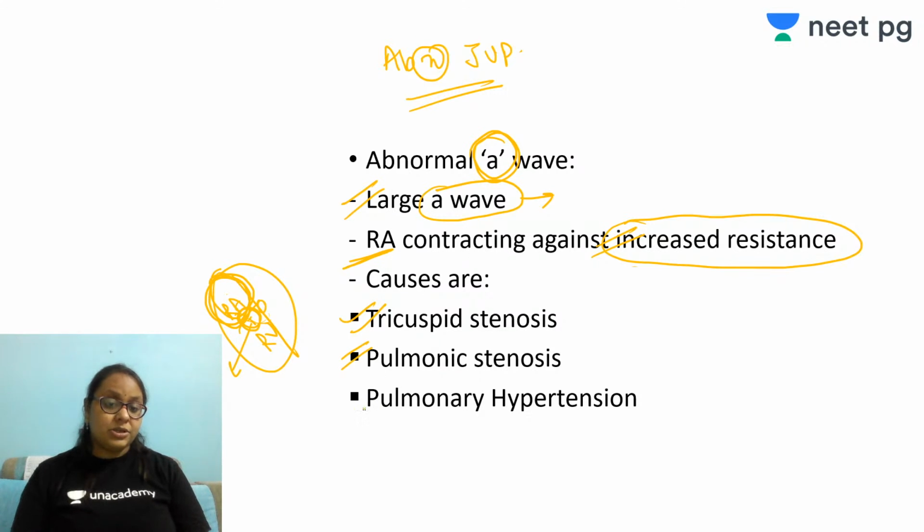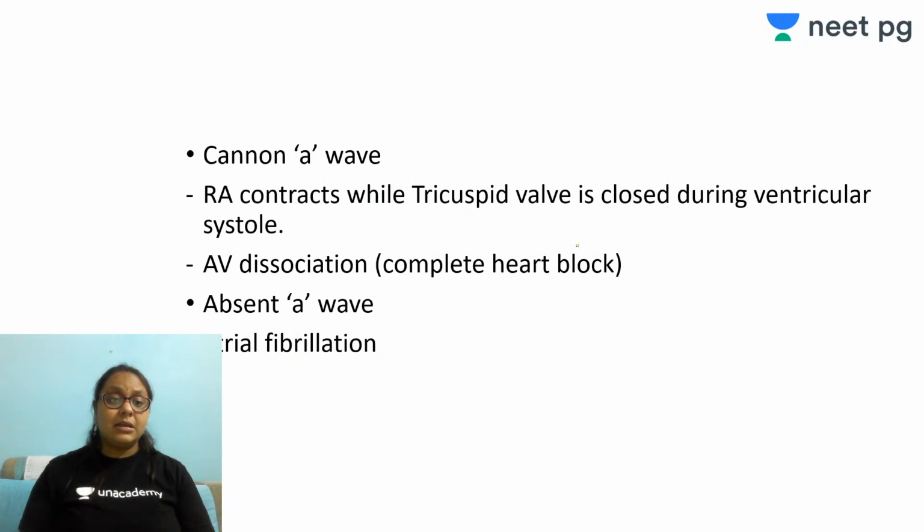So in pulmonary stenosis or pulmonary hypertension, in all these cases we will get large A waves. Is it clear? Large A waves are seen when contraction is against increased resistance. Now there is another important term which is known as Cannon A waves.